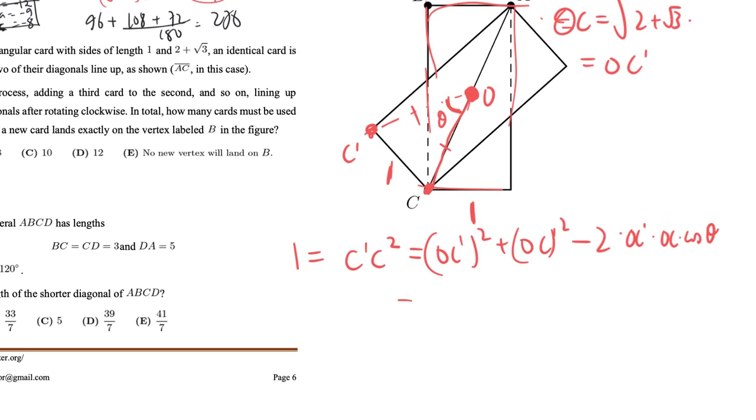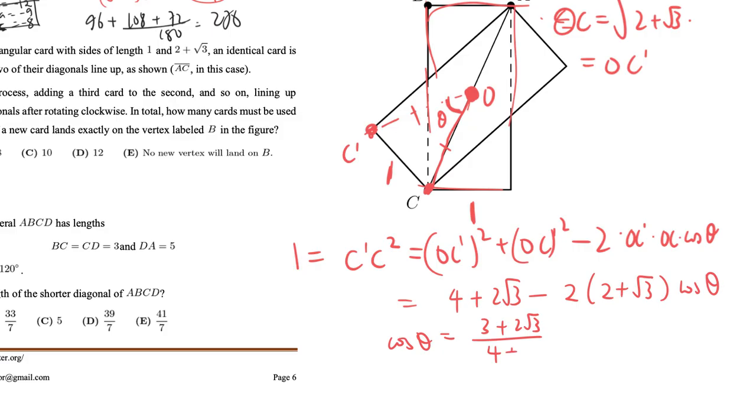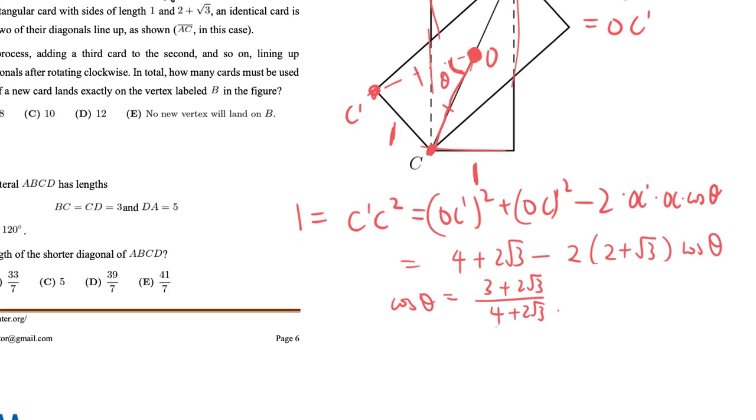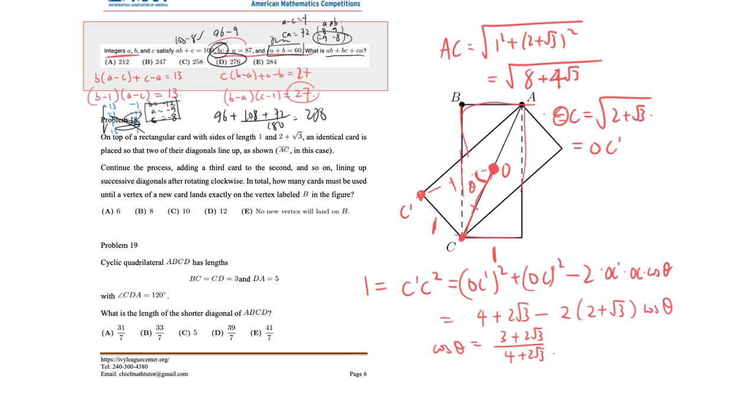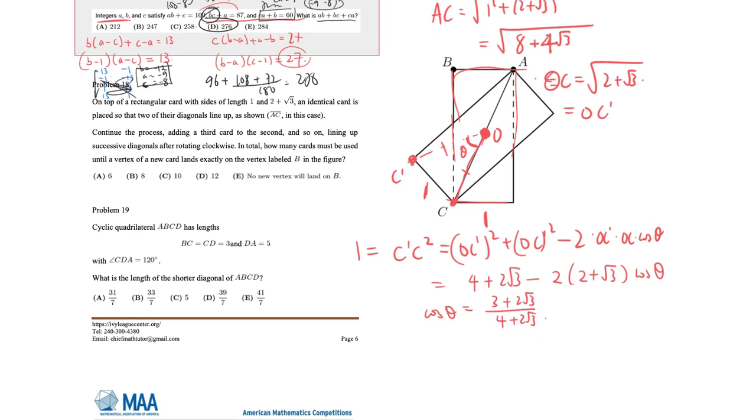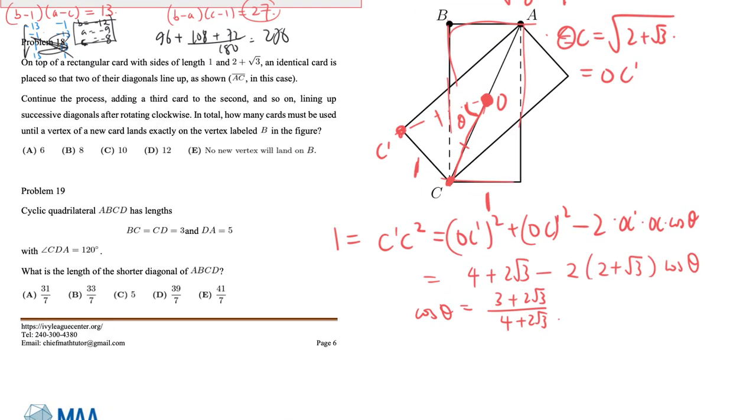Then OC prime and OC are both equal to this, and so this part is equal to 4 plus 2 root 3 minus 2 times 2 plus root 3 cosine theta. Then here we have that cosine theta is equal to 3 plus 2 root 3 over 4 plus 2 root 3, like this. So this is actually very, very ugly. And as I said previously, it's very nice to have tangents. So here we're motivated to first find sine and then tangent.